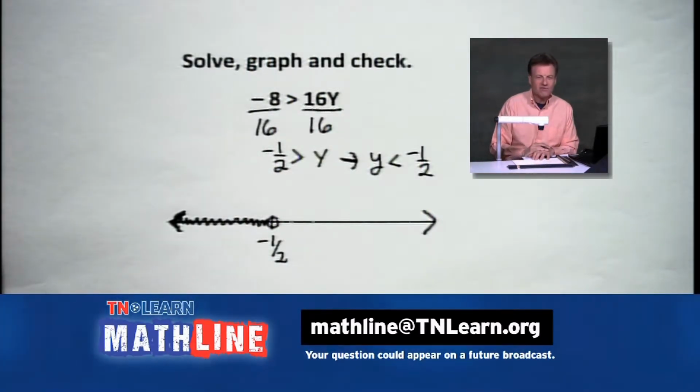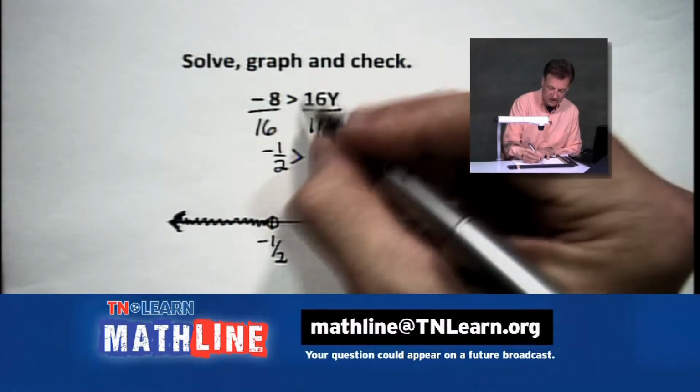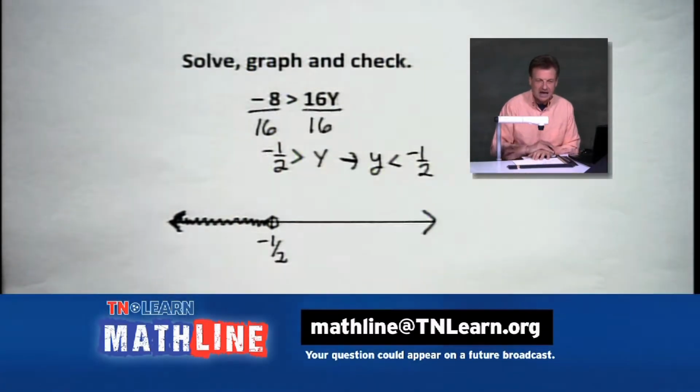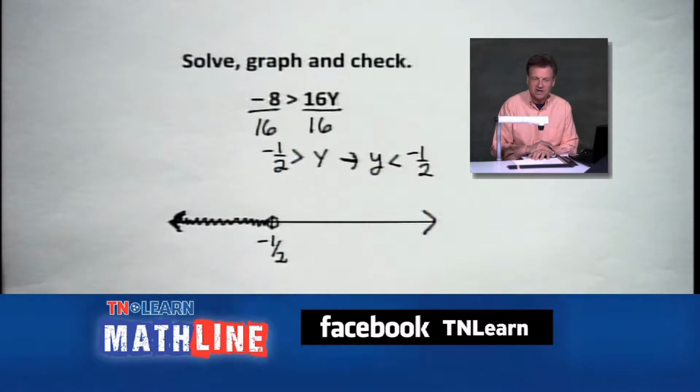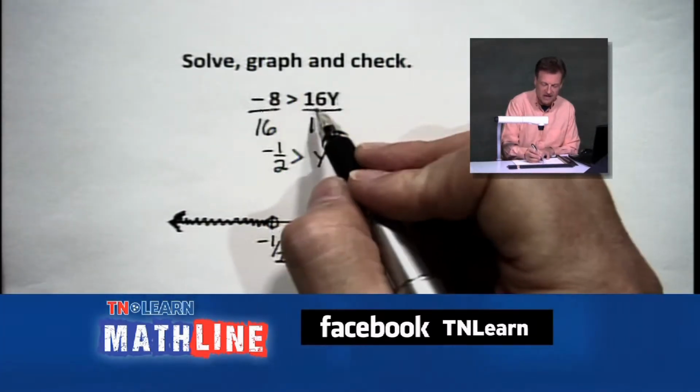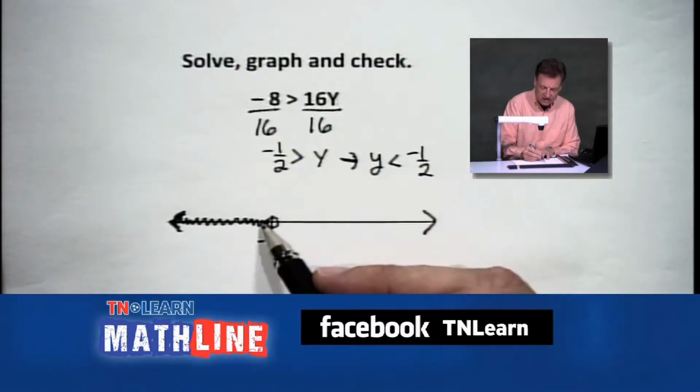Put a quick negative 1 in there for y. That's going to give me negative 16 and negative 8. Now, some of you go like, well, negative 16 is bigger than negative 8. No, it isn't. Negative 8, remember, is greater than negative 16. So that negative 1 did check.